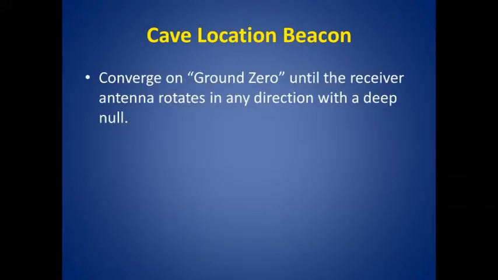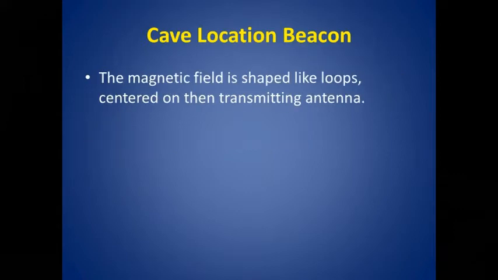We need to converge on that ground zero until the receiver antenna rotates in any direction with the null. When you get right within more than about 10 or 15 feet, you can actually rotate the receiving antenna in any direction, and you'll find that deep null. You're right there at ground zero when you can do that. The magnetic field has a loop shape. It's centered up on the transmitting antenna.